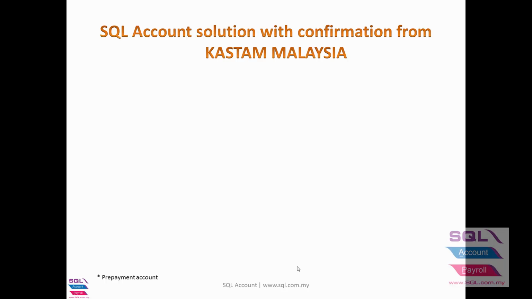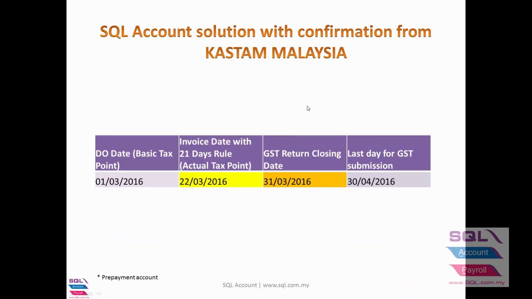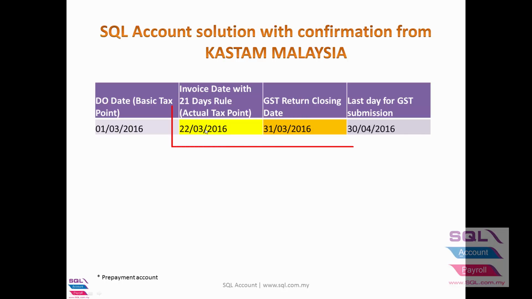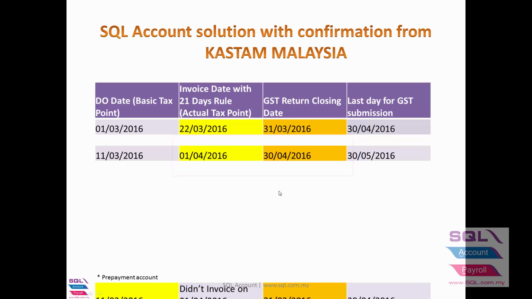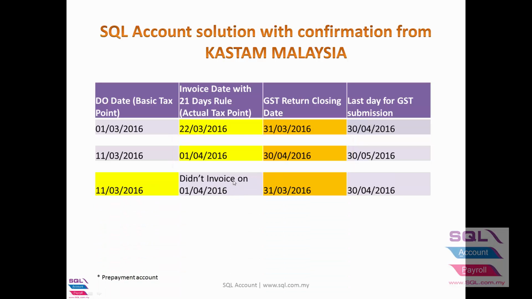SQL Account solution will comply to Customs in these rules as well. Again, invoice in March, GST return in March, invoice in April, GST return in April, but no invoice in April, then refer to the DO, and therefore DO in March, GST return in March.